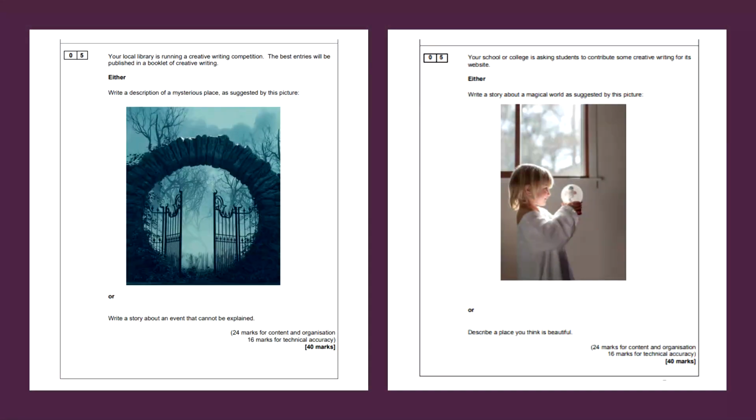So you've got two exam papers there in front of you, just as an example to remind you what this part of the exam looks like. So this is paper 1, question 5. So what does it look like and where does narrative fit into that?